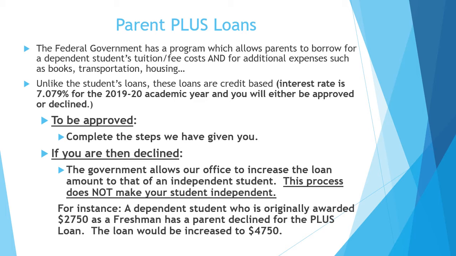Now, if the parent is denied based on their credit for a Parent Plus loan, that does allow the dependent student to borrow a student loan as if they were independent. So essentially what that means is they get an additional $2,000 in unsubsidized loan per semester if a parent is denied a Parent Plus loan. So often we do recommend, even if you believe you will be denied, it is an option to get your student additional eligibility by just applying and then getting denied to get some of that additional loan eligibility.